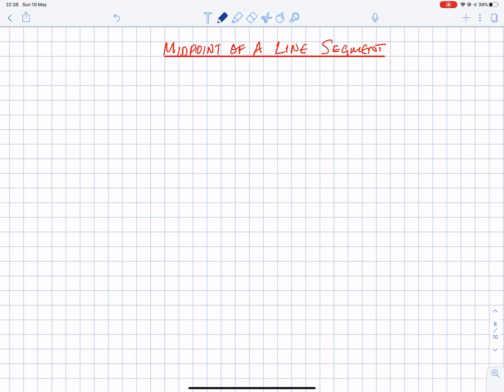Hi there. In this session we're going to talk about the midpoint of a line segment. So what is a line segment? Let's say we have a straight line with two points, A having coordinates x1 and y1, and point B with x2 and y2. A line segment is from A to B, part of the line. So it's a segment. A line segment is what we say is the distance from A to B.